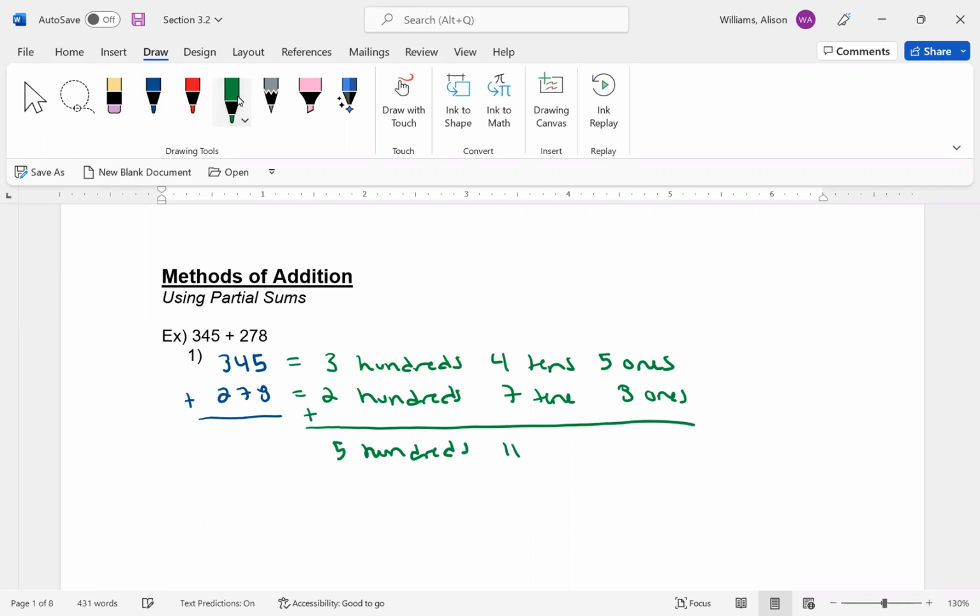11. I just realized I wrote 10 very weird. Sorry. Tens, 11 tens, and 13 ones. Okay. But just like before, we are going to have to do some regrouping.